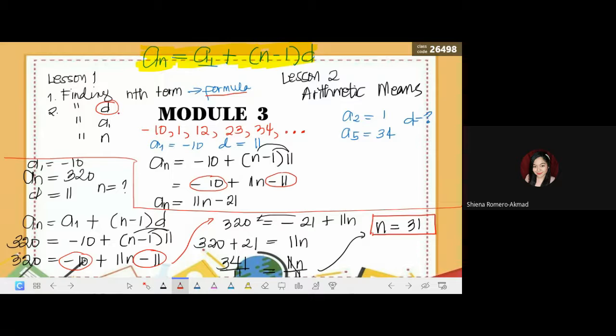So we are done finding the difference, finding the first term, finding the n, finding the formula. So tapos na tayo sa pag-review that, and that is lesson number 1. So mas madali siya ngayon i-discuss kasi you already have the knowledge. No? Binabalikan na lang natin para hindi kayo malito.